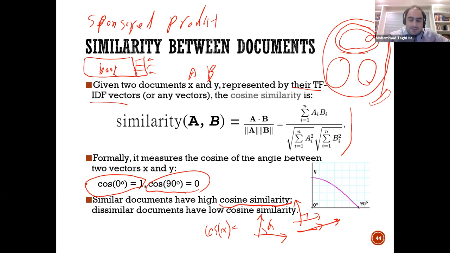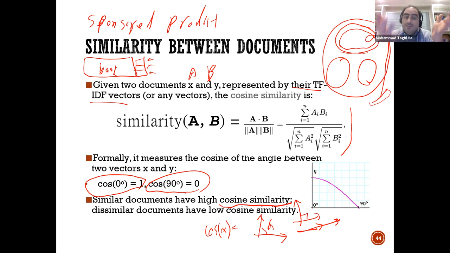And it turns out in practice that similar documents have high cosine similarity, and dissimilar documents have low cosine similarity. This is the current trend in lots of machine learning: anything that we have, we try to represent with some vectors. Vectors are arrays in some dimensions. Then we try to do all of these operations automatically by these mathematical operations.